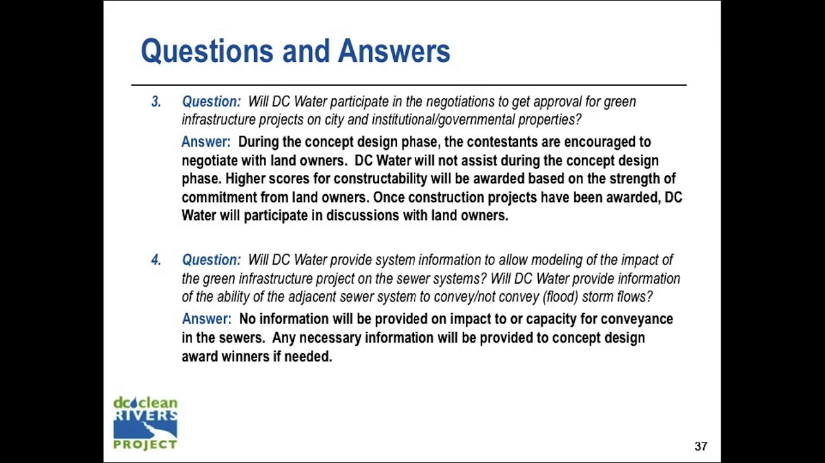Okay. Next question: will DC Water provide system information to allow modeling the impact of the green infrastructure project on sewer systems? Will DC Water provide information on the ability of the adjacent sewer system to convey or not convey flood storm flows? No, we're not going to provide information on the impact to or capacity of conveyance of the sewers. Again, once we get into the design phase, we'll work with you and provide that information, and work with you on the modeling. But in the concept design phase, we're not going to provide you information on that.